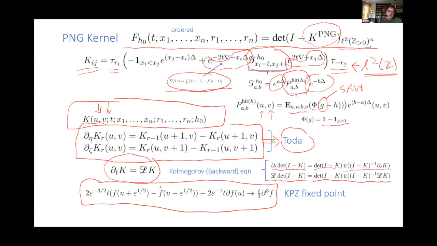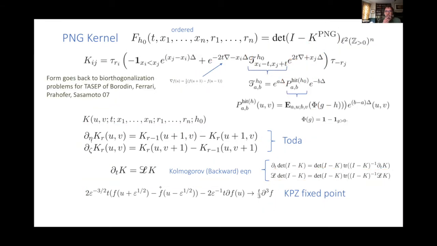This is actually a really new thing that we learned with PNG. You can't see this in any model before this. You have something similar in TASEP, which you can actually check without any understanding. And at the level of the KPZ fixed point, well, maybe something like that is true, but we have no idea what the generator of the KPZ fixed point is. So you can check it formally, but the generator doesn't make any sense.